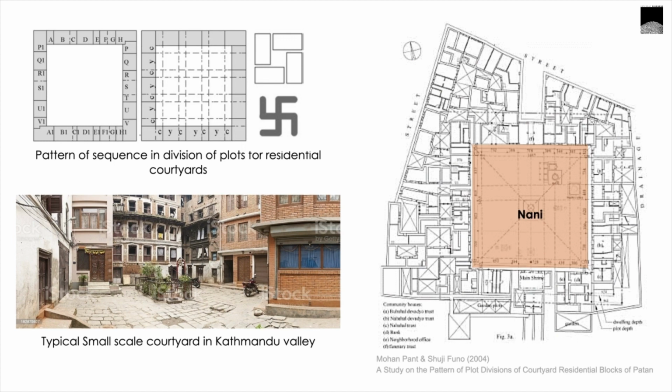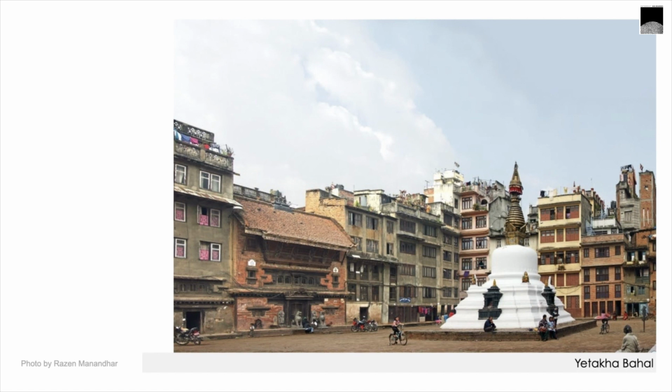According to research by Pant and Funo published in 2004, the structure of the fabric of the town is also arranged by a series of huge and small courtyards, also called nani or chok. The courtyards have social and cultural significance in addition to serving an ecological function by providing adequate lighting and ventilation. These shared spaces, where the majority of local Newars live, serve as a social hub.